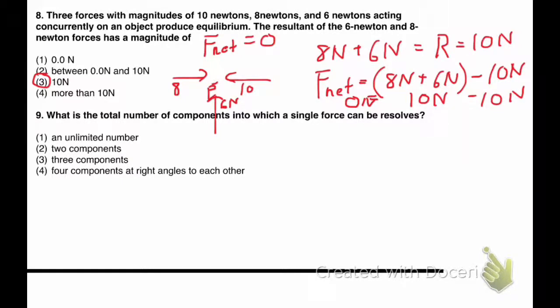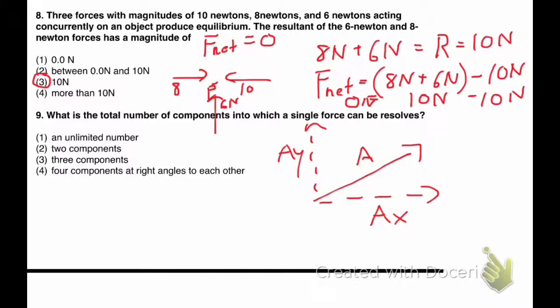Alright, question number 9 reads, what is the total number of components into which a single force can be resolved? Well, if we take a force vector, and we'll name it A, we can break A into its horizontal, AX, and its vertical components, AY. However, we see that A is the resultant of AY and AX.